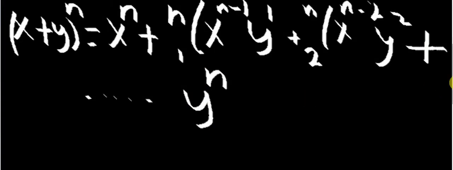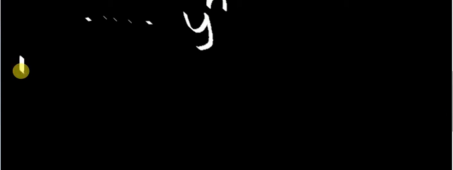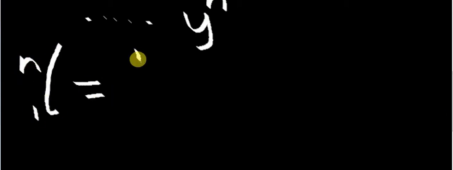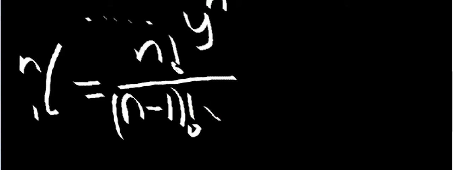Now, of course, we can develop this to another stage. So let's first define what is n combinatorial 1. As I said before, this is going to be n factorial over (n minus 1) factorial times 1 factorial. Now, what happens here is that we have to define what is n factorial.